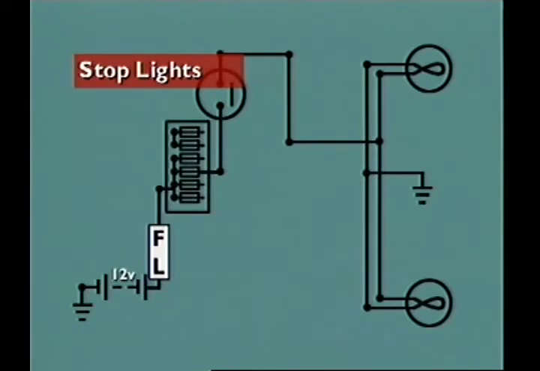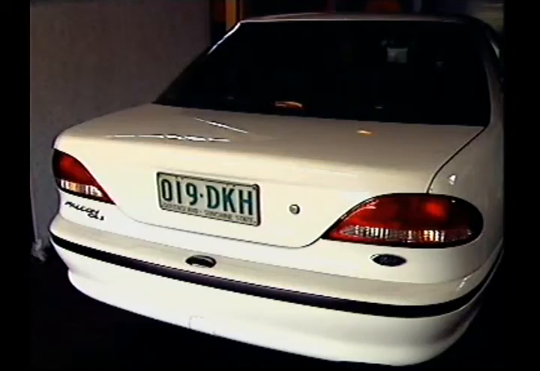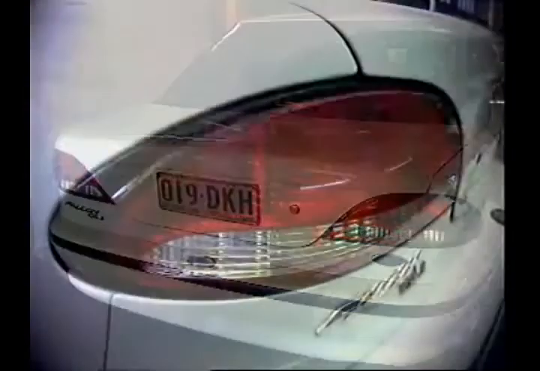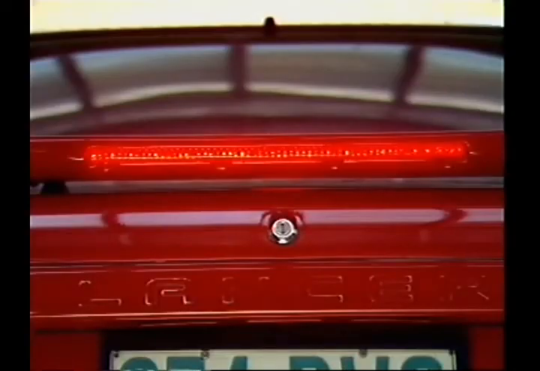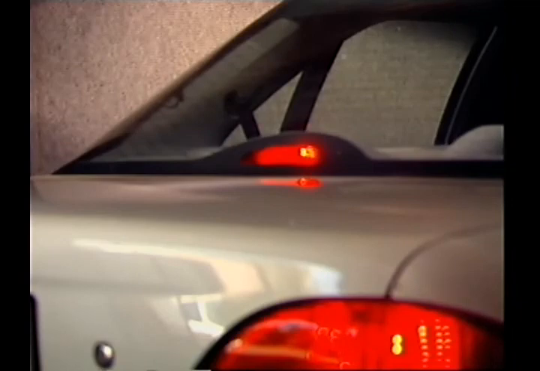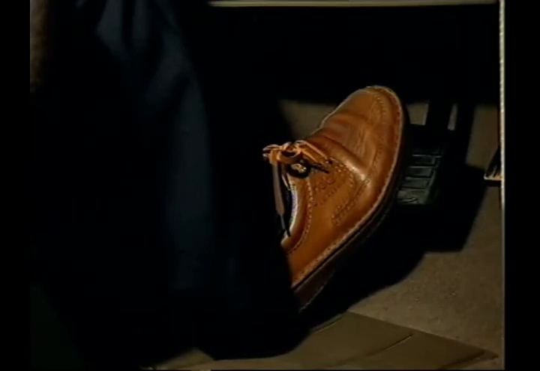This section examines stoplight circuits. Stoplights are red lights fitted to the rear of the vehicle. They are usually incorporated in the taillight cluster, although many vehicles have a higher additional stoplight mounted on the top of the boot lid or on the rear window called a high-level stop lamp. The stoplights are activated whenever the driver operates the foot brake to slow or to stop the vehicle.